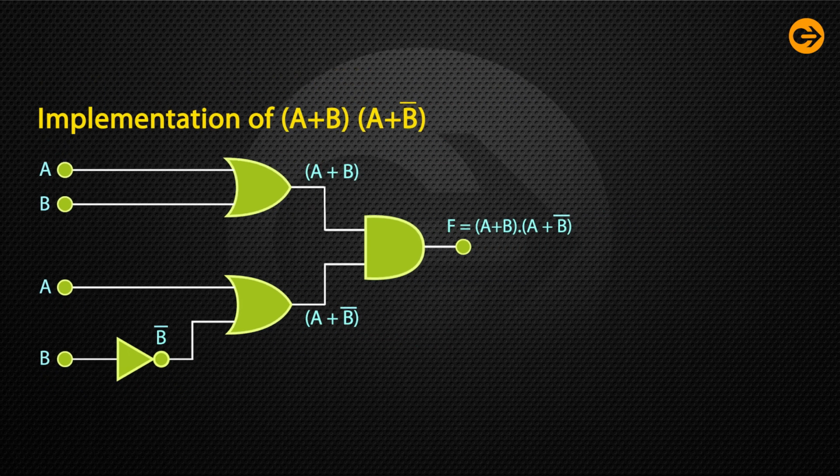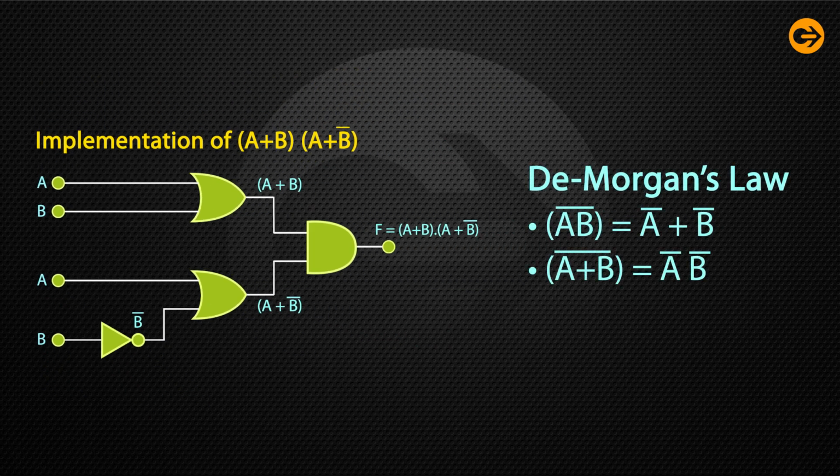Now before proceeding further, let's discuss the De Morgan's law. A dot B whole bar is equal to A bar plus B bar. A plus B whole bar is equal to A bar B bar.